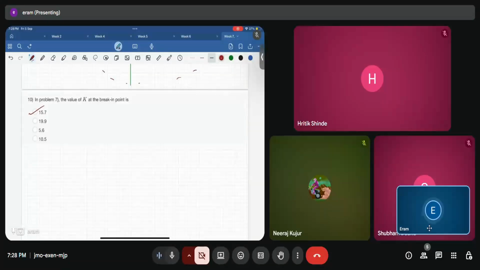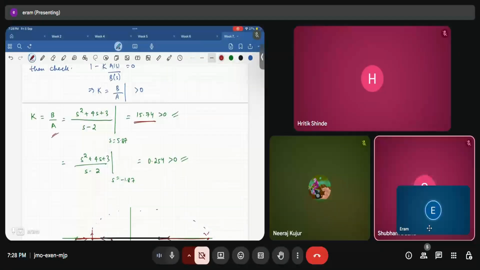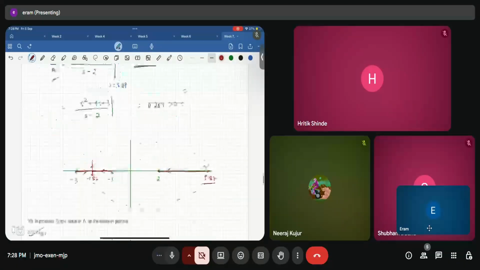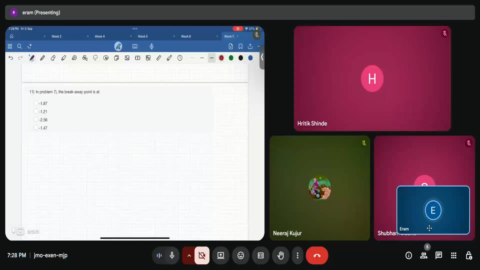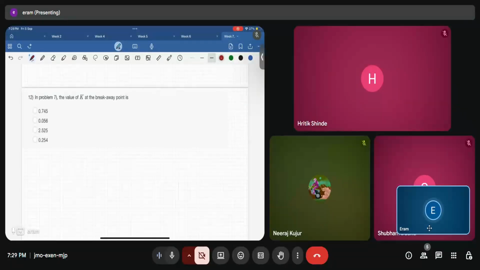Are you able to catch this one? Because we have already calculated k using this condition. Now similarly, as we have already calculated, what is the breakaway point? It was s equals -1.87. And what was the value of k at that point? It was 0.254.